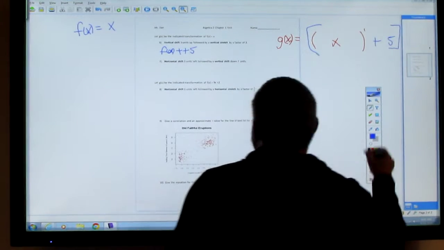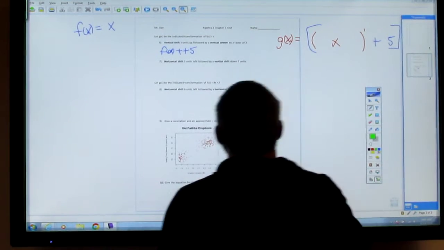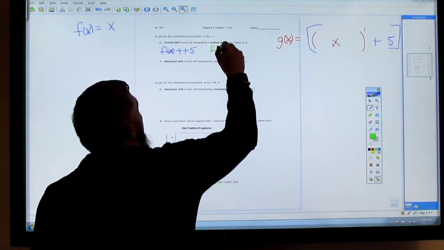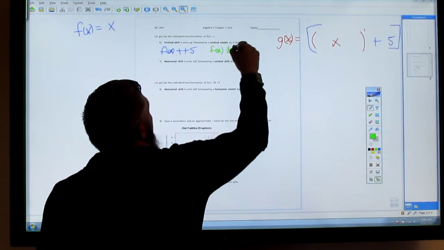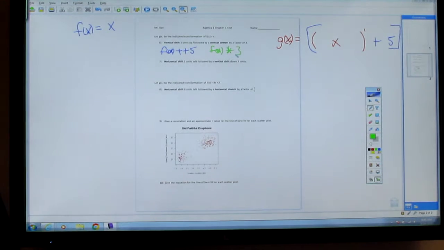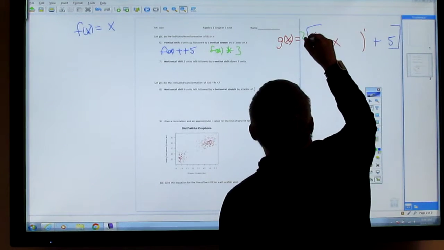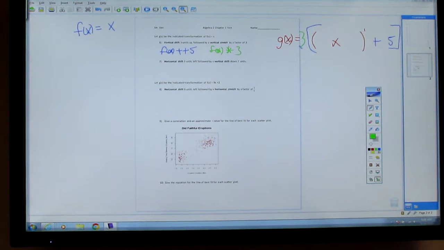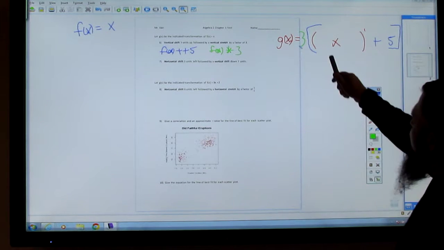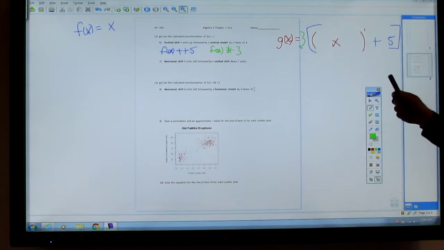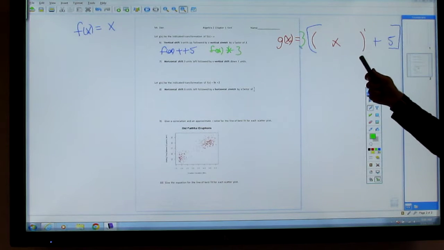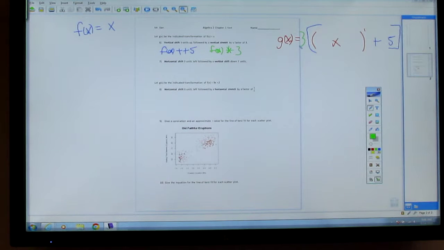So the vertical stretch is another color. Vertical is f of x. Stretch is times 3. So I need to times 3. Times the function. The whole function. Okay? That does a little bit of change, doesn't it? G of x is actually going to equal 3x plus 15. Right?